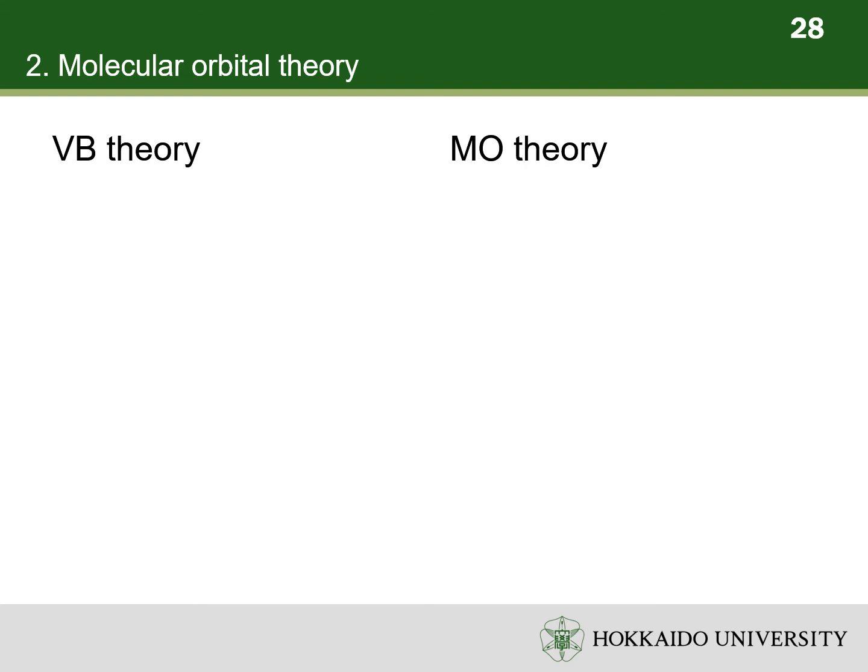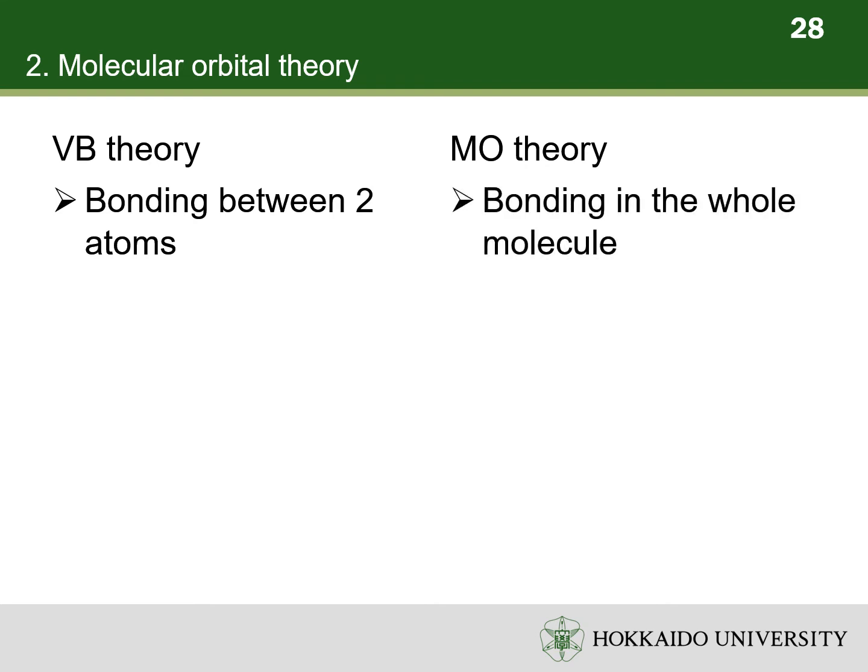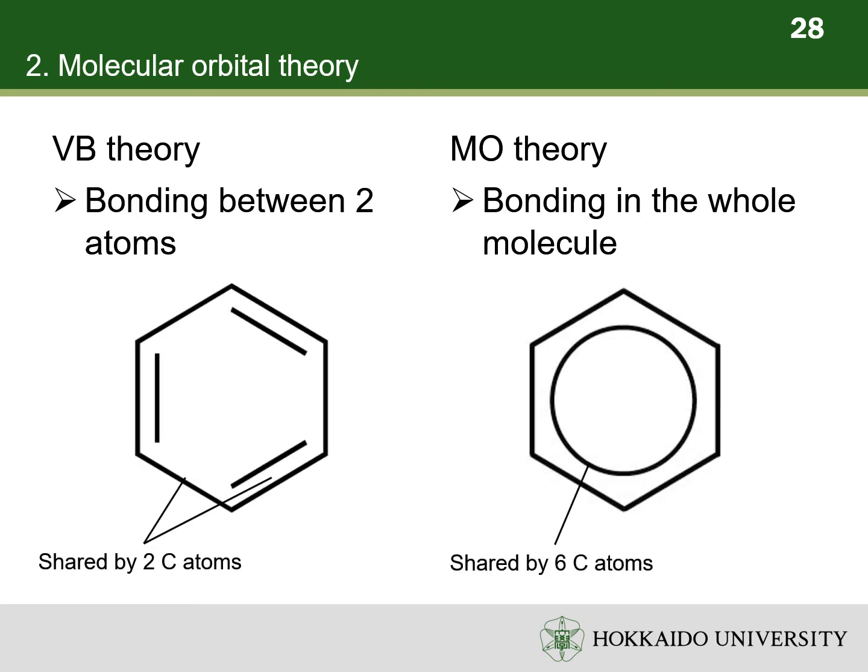The main difference between the valence bond theory and the molecular orbital theory is that the valence bond theory only considers the bonding between two atoms, but the molecular orbital theory has orbitals that cover the whole molecule. In molecular orbital theory, the electrons can be shared by many atoms. For example, the structure of benzene described by the valence bond theory is different from the molecular orbital theory.